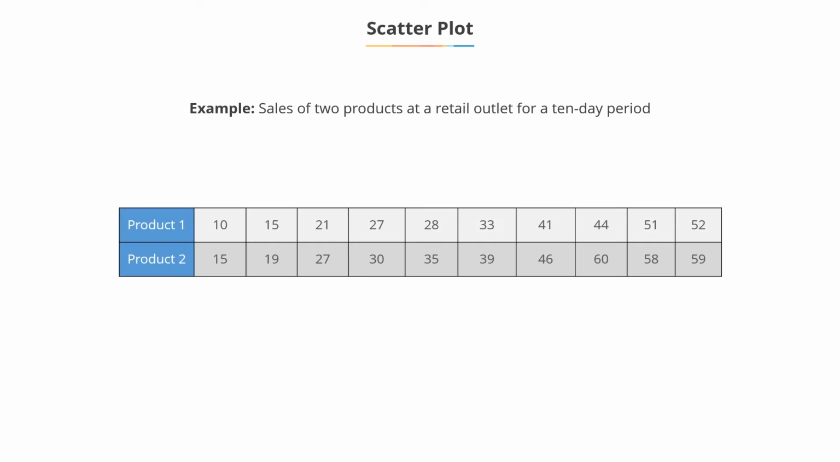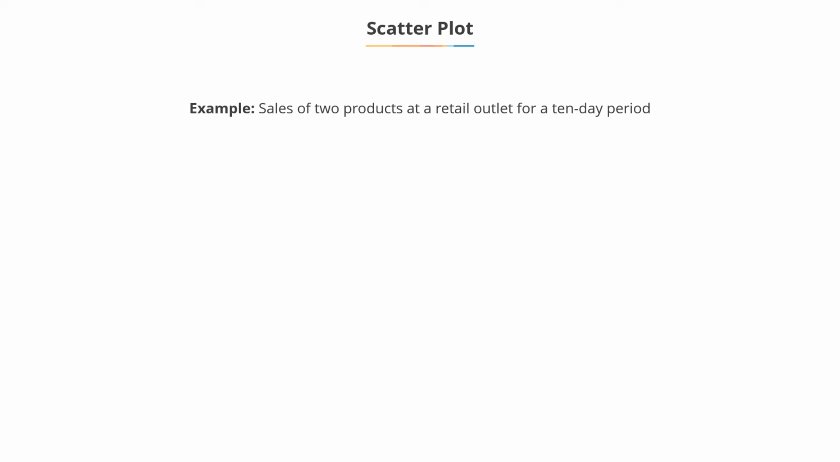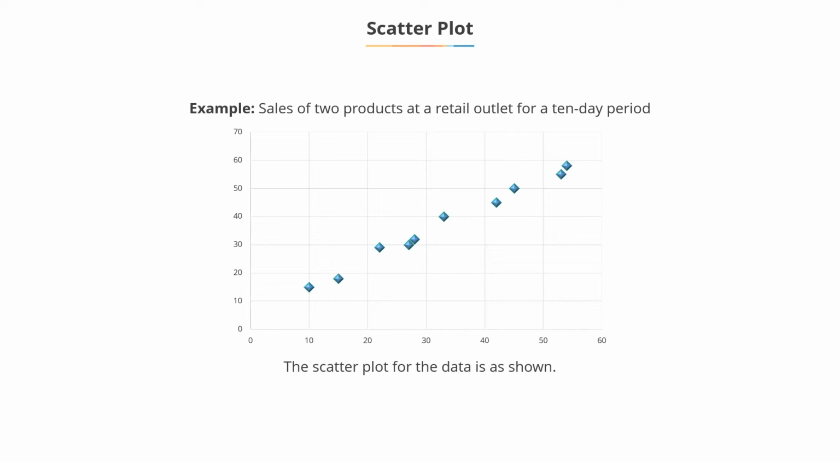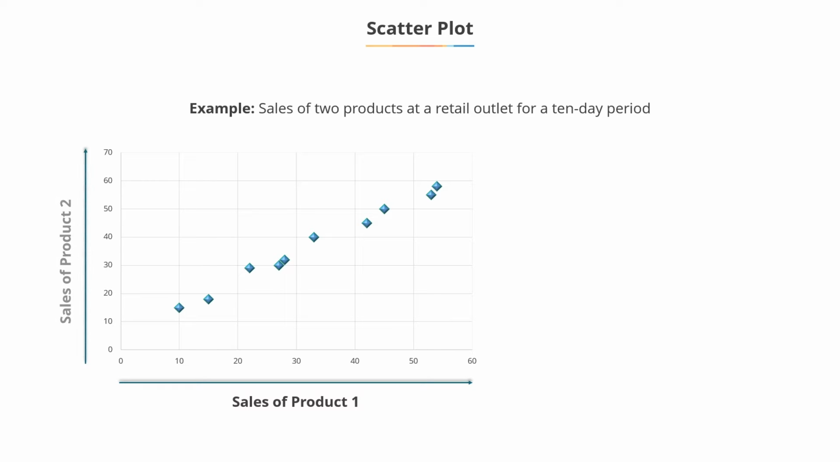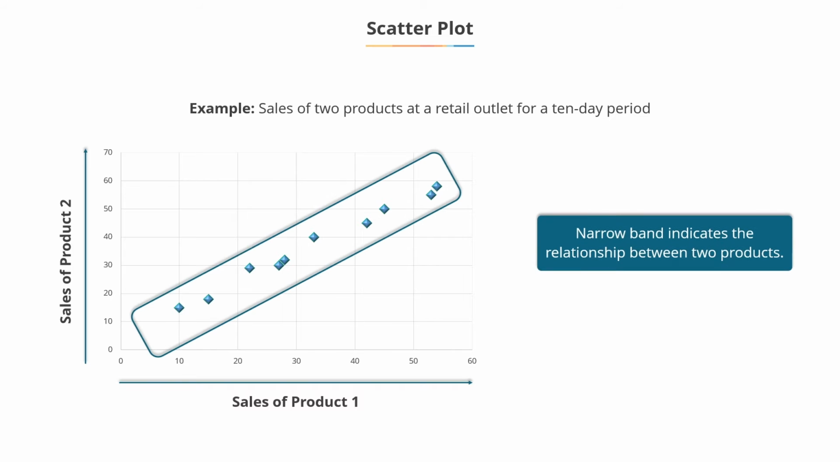The following data represents the sales of two products at a retail outlet over a 10-day period. The scatter plot chart for the above data is as follows. In the chart, values of sales for the first product are shown in the x-axis, while values of sales for the second product are shown in the y-axis. A narrow band within which plotted values fall is indicative of a relationship between the two variables, that is, sales of the two products on various days.